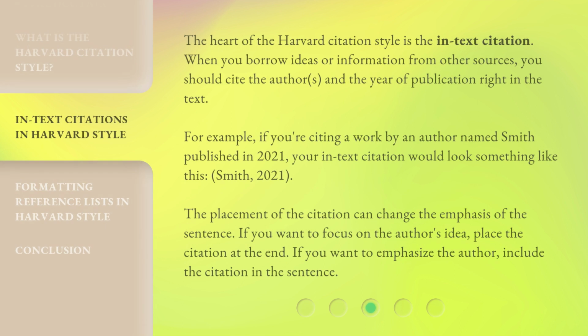The heart of the Harvard Citation Style is the in-text citation. When you borrow ideas or information from other sources, you should cite the authors and the year of publication right in the text. For example, if you're citing a work by an author named Smith published in 2021, your in-text citation would look something like this: Smith, 2021.